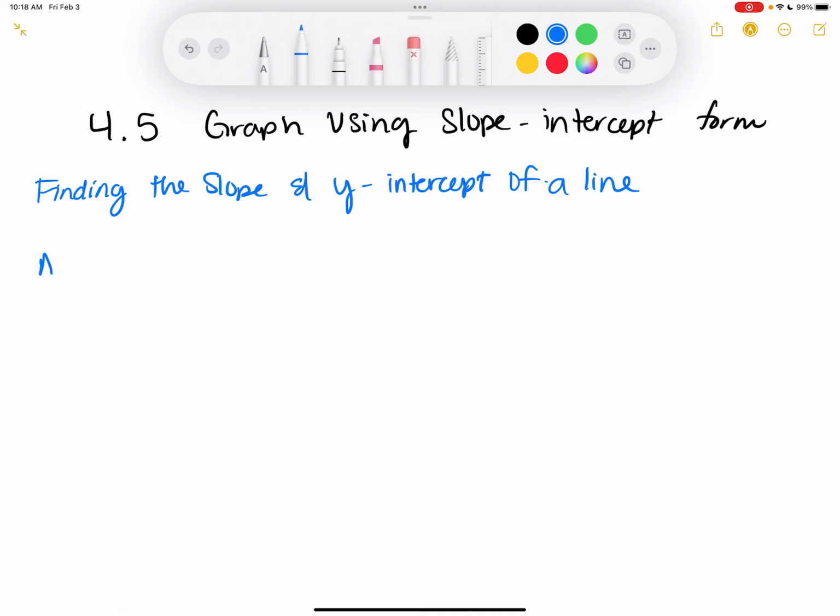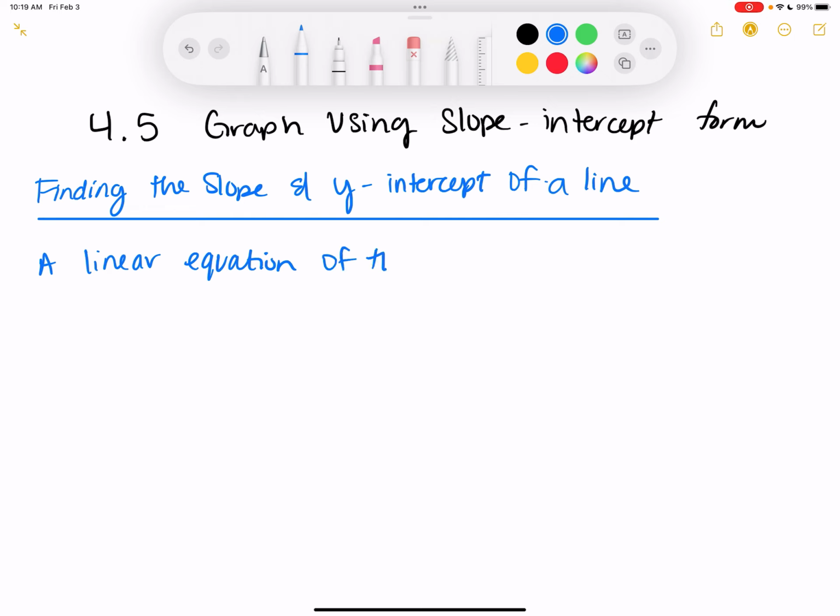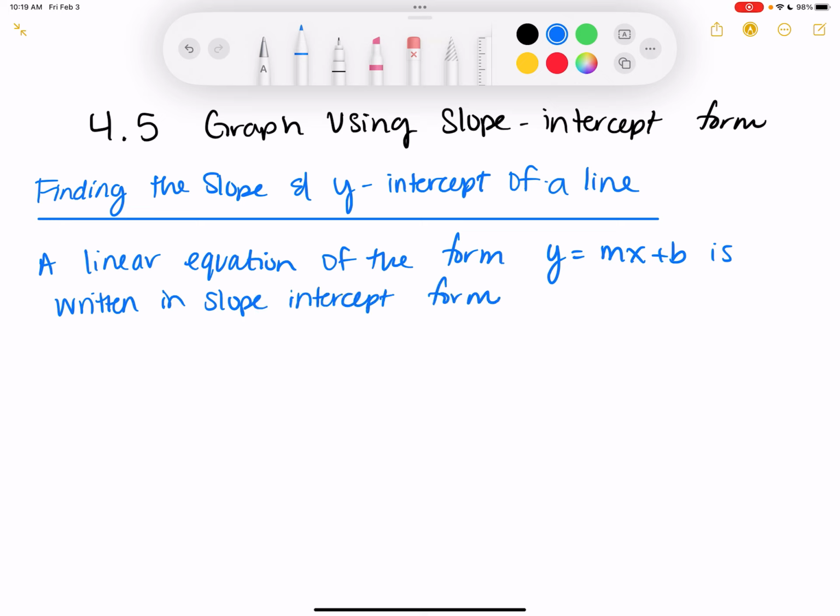So we have a linear equation of the form y equals mx plus b, which is written in slope-intercept form, where m is the slope and b is the y-intercept of the equation's graph.